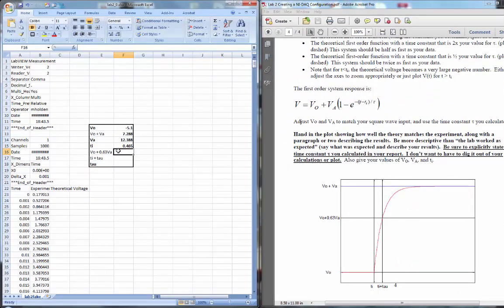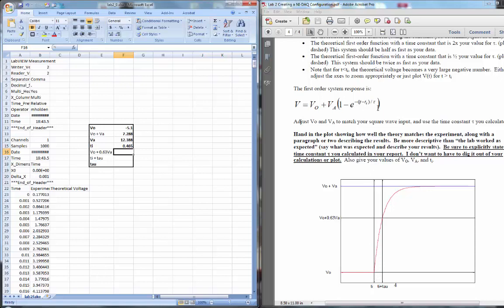The next thing I need to get is the time constant tau. One way to do that is to know the resistor and capacitor values of your filter and just calculate it. In this experiment, we didn't know what the resistor and capacitors were. They were on that board that we used. So we're going to determine it experimentally.